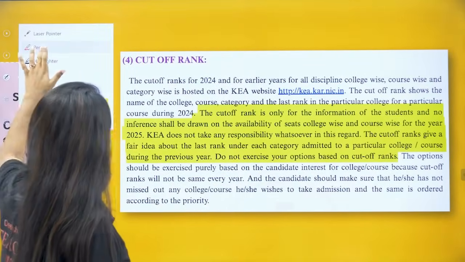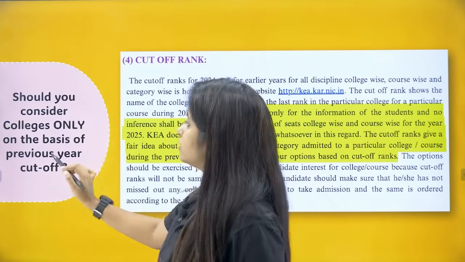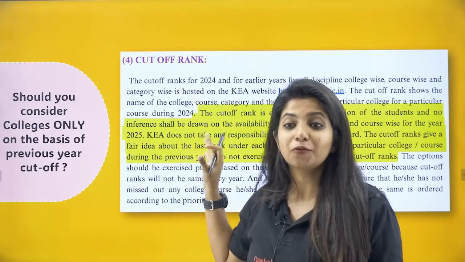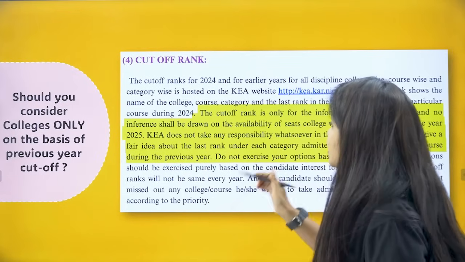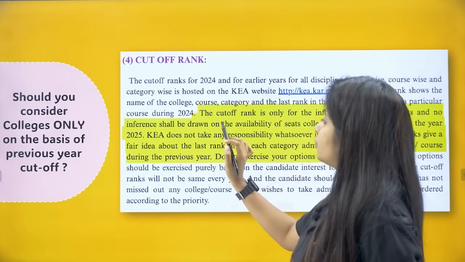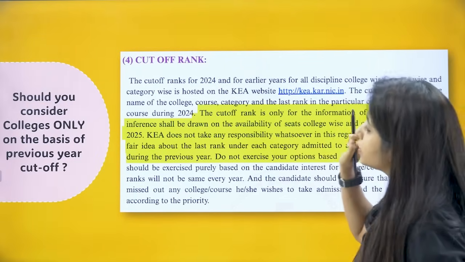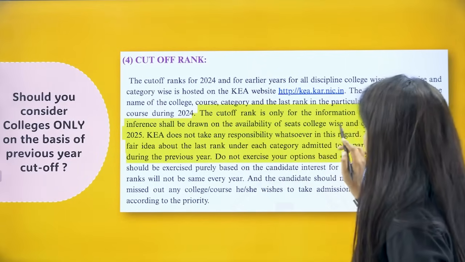Now, the next question comes up related to the cutoff. Should you consider colleges only on the basis of the previous year cutoff? And you know what? KEA has put it in their official guideline as well, because children mostly make that mistake. The cutoff rank is only for the information of students, and no inference can be drawn on the availability of seats college-wise and course-wise for the year 2025. KEA does not take any responsibility whatsoever in this regard.